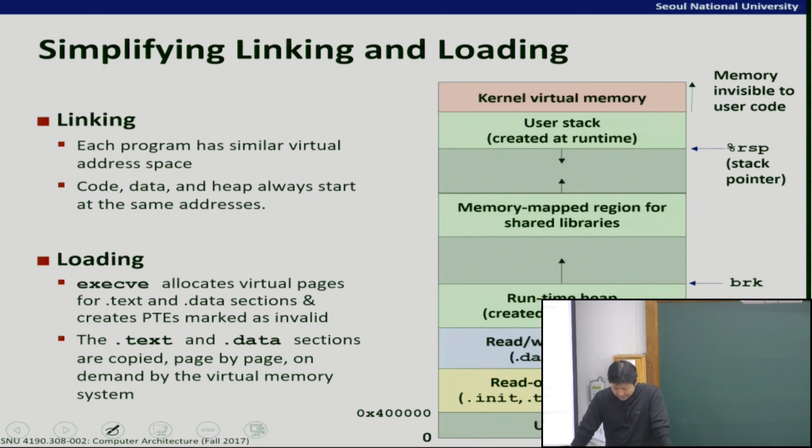So execve is the system call that executes a program, so you launch a new program. This system call allocates virtual pages for text, your program code, and data sections, and creates page table entries marked as invalid, because initially this program code and data is sitting on disk. By demand paging, those program pages and data pages are selectively loaded into physical memory using the standard demand paging mechanism, which I introduced in the previous section.